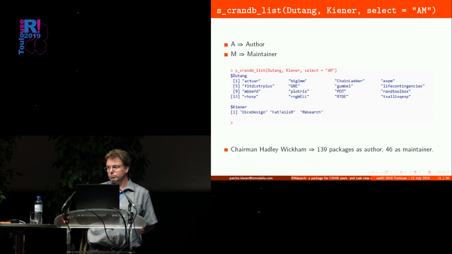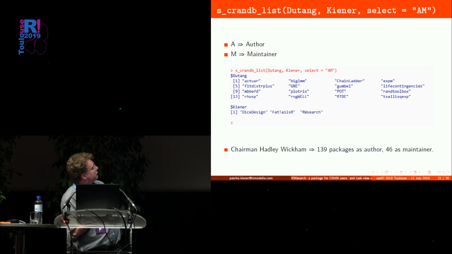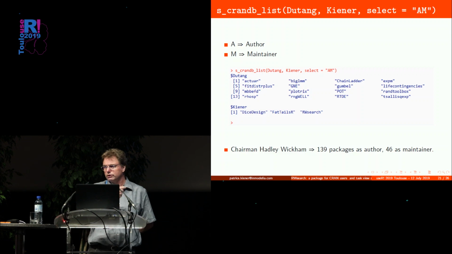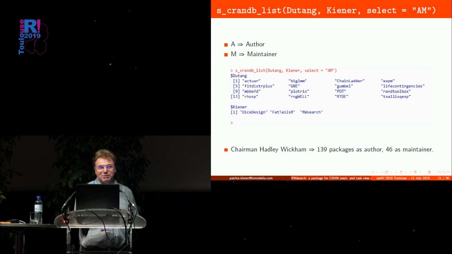Now you can also search by package author. So I made A for author and M for maintainer. So you can search only for author and for maintainer. So you can see that I'm a beginner because I have only 2 packages and I'm contributing to one. Christophe has many more packages, and Audrey, chairman, has 139 packages as author and 46 as maintainer.